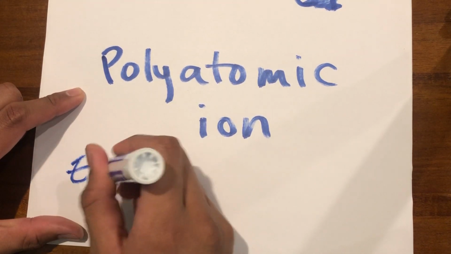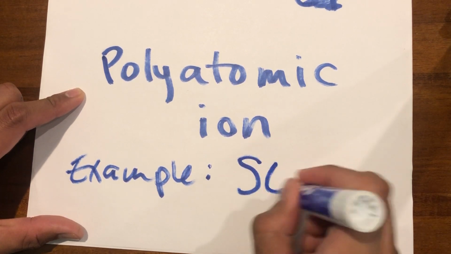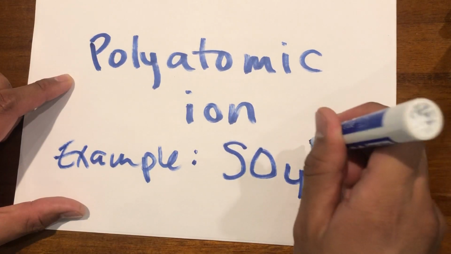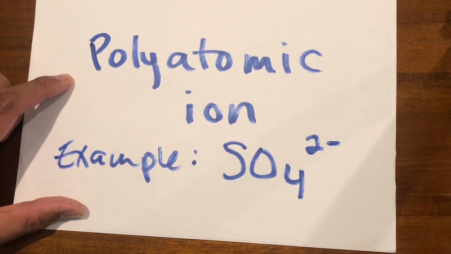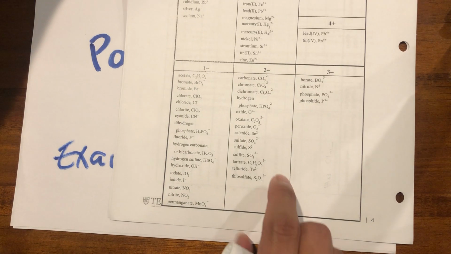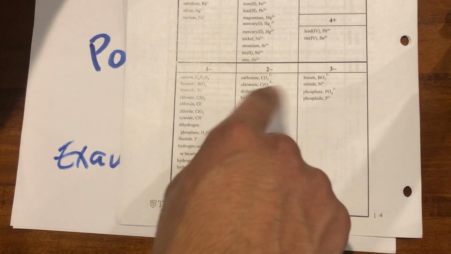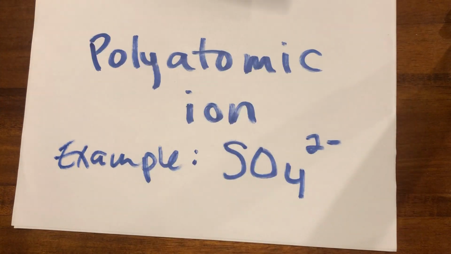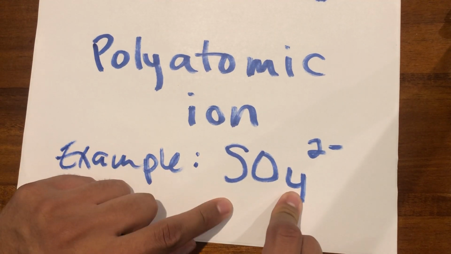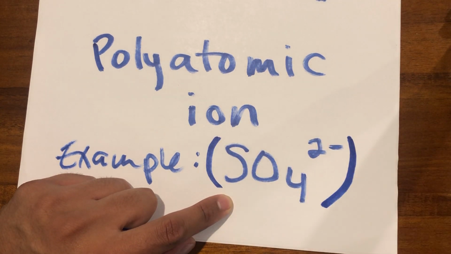So this is just an example. We have SO4 with an overall charge of -2. How do I know that? That superscript at the top told me it has a -2 charge. It's also in the box with the -2. So this is my polyatomic ion. This right here is an ion, but it's polyatomic.